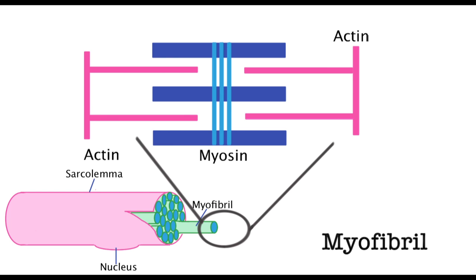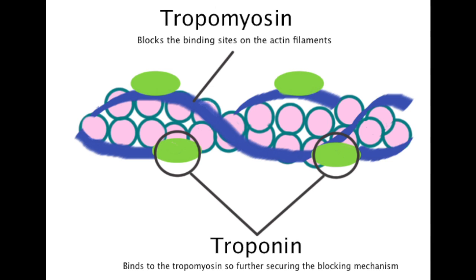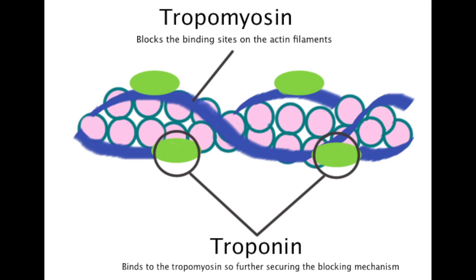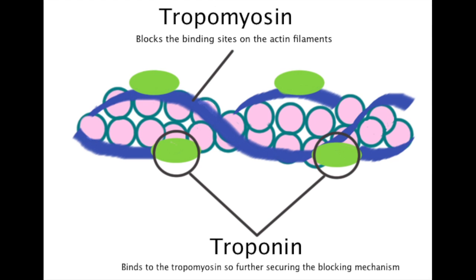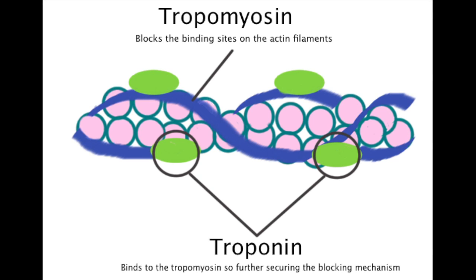This is when the actin and myosin filaments slide over each other with the aid of a third protein, troponin. Troponin binds to tropomyosin, a protein which blocks the binding sites on the actin filament. The binding of troponin secures the blocking mechanism. Muscle contraction cannot occur unless the tropomyosin is removed from the binding site.